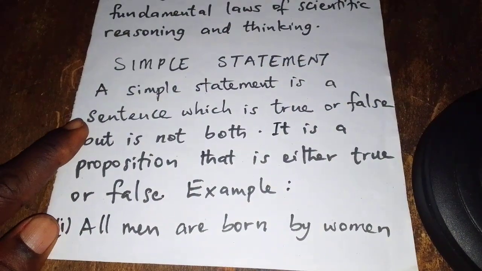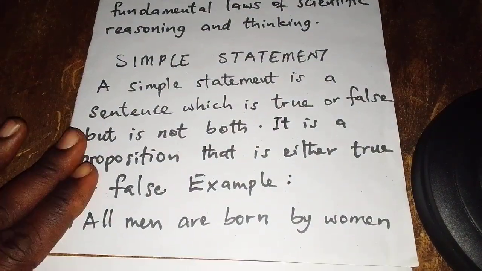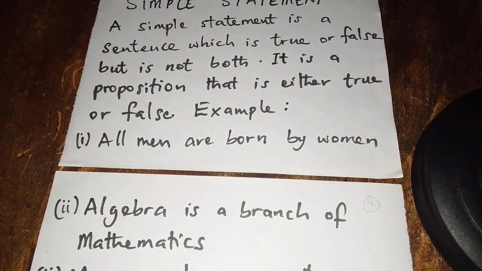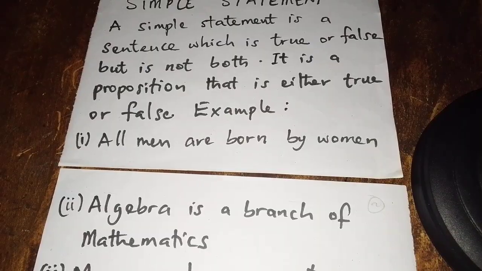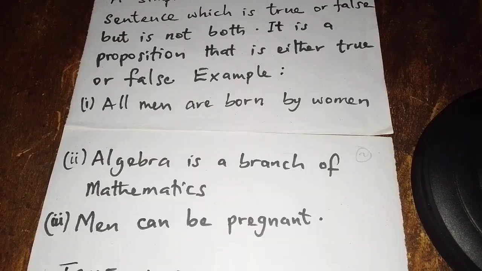For example, all men are born of women. So you realize that this is a statement. This statement can either be regarded to be true or false. Another example, algebra is a branch of mathematics. So this is also a statement that is either true or false. Men can be pregnant. So all these are examples of statements. You can say this statement is true, and you can say the statement is false.